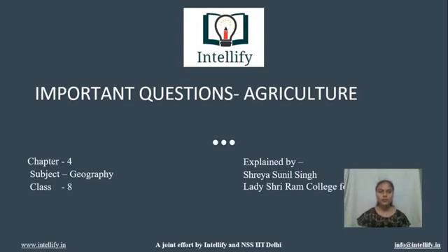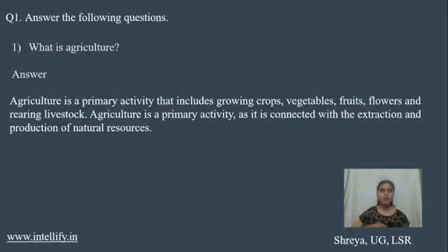Welcome to the session on Important Questions, Chapter 4, Geography, Class 8. The chapter's name is Agriculture. So I will be discussing some important questions from this chapter. Coming to the first question, what is agriculture? Agriculture is a primary activity which includes growing crops, vegetables, fruit, flowers, and rearing livestock.